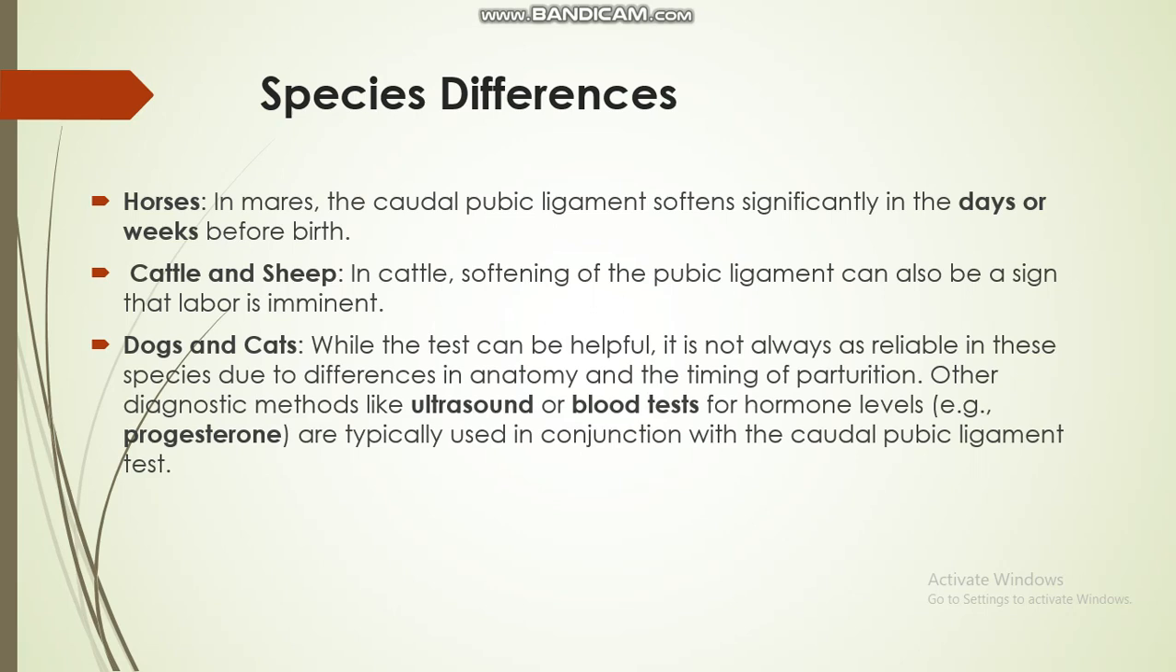There are a lot of pregnancy diagnosis tests like ultrasound and other hormonal tests, but these are costly, while this caudal pelvic ligament test is costless, and there is no requirement of any instrument in this test. Just put your fingers and palpate the ligament. If the ligament is soft and flexible, it means the animal is pregnant, but if the ligament is tight, it means the animal is not pregnant.